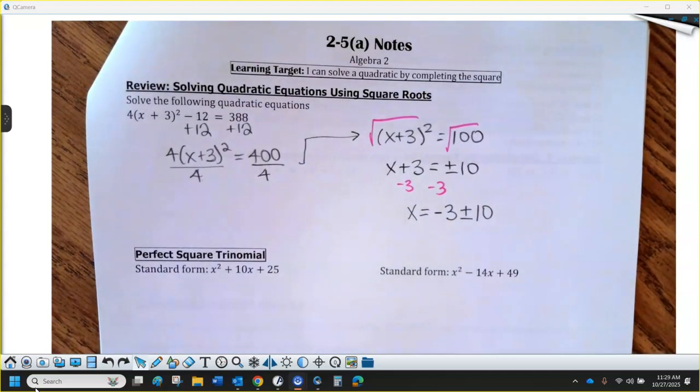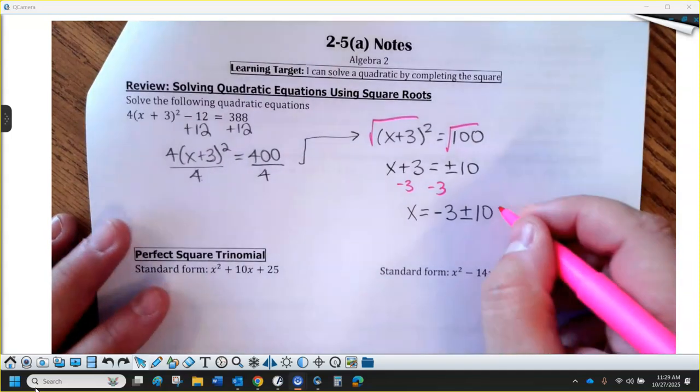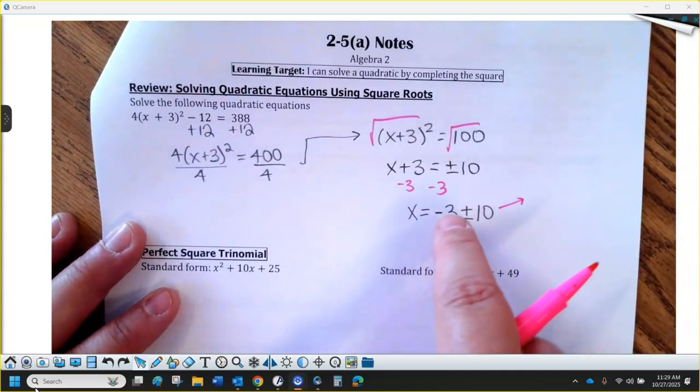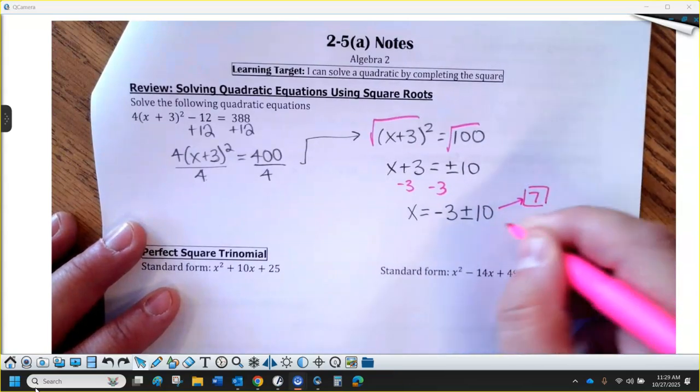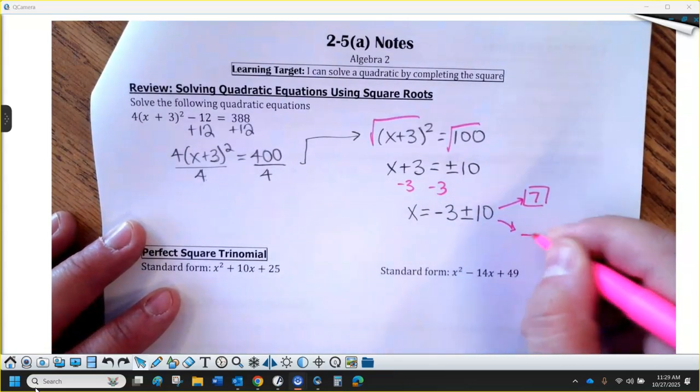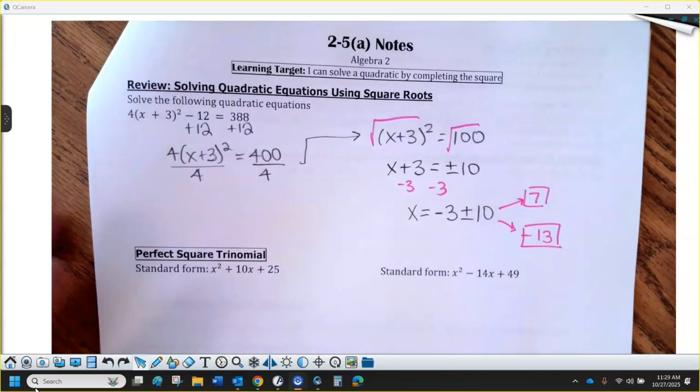Now, if that is plus or minus a number, like it's just 10, it doesn't have a radical, doesn't have an i, then you can take this a step farther and actually add and subtract that 10 from that negative 3. So I'm thinking about going across the top. If I do negative 3 plus 10, I would get 7. And if I do negative 3 minus 10, then we get negative 13.